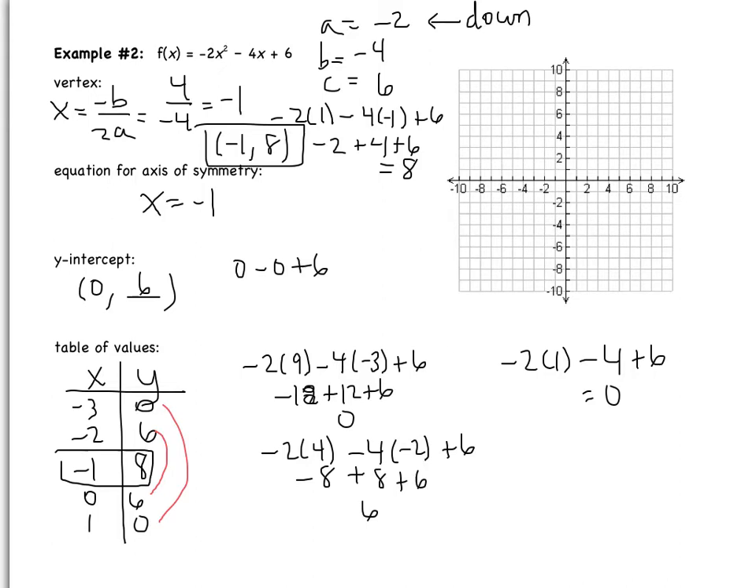Okay, and now I'm ready to graph. I'm going to graph my axis of symmetry first. So my x equals negative 1. Okay, now my vertex is negative 1, 8. I have 0, 6, and negative 2, 6. And then I have 1, 0, and negative 3, 0.